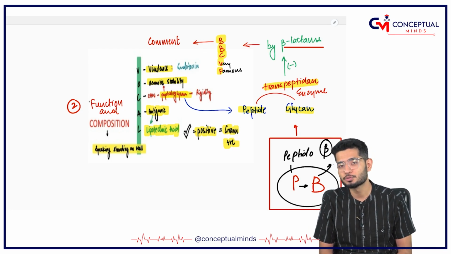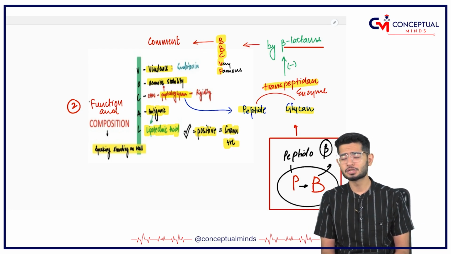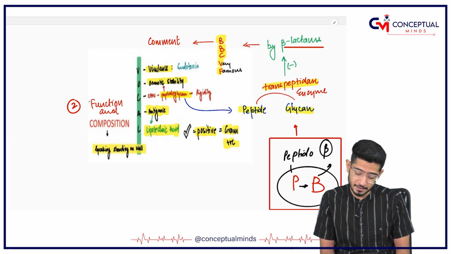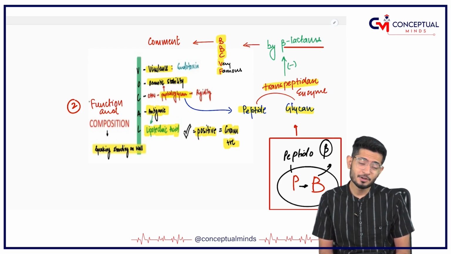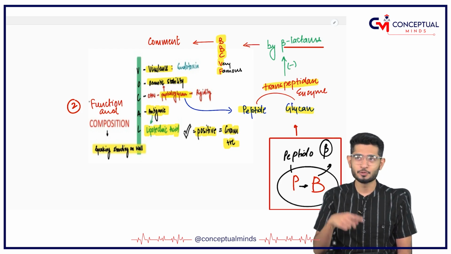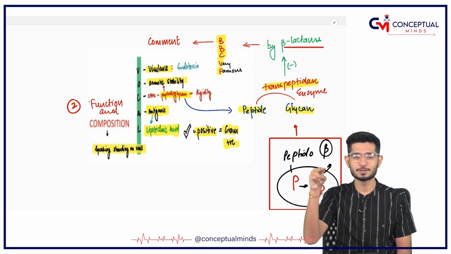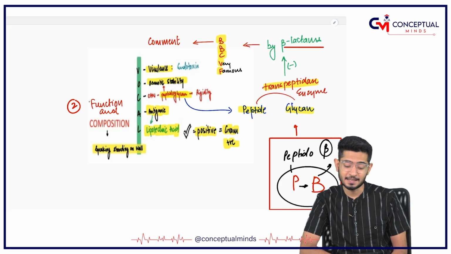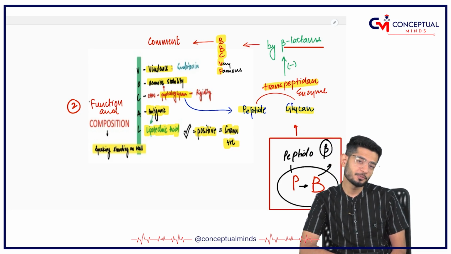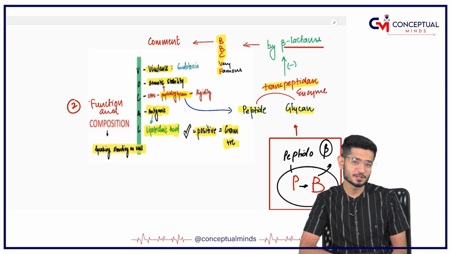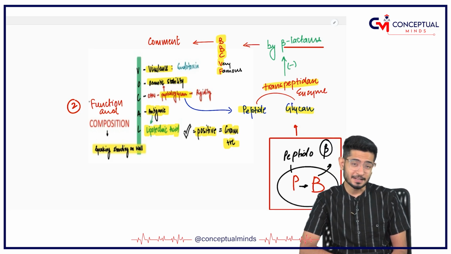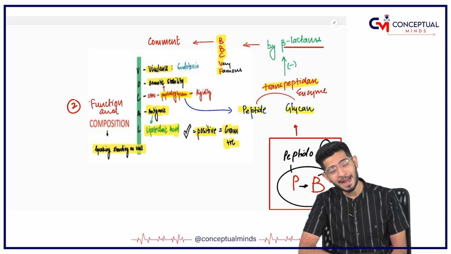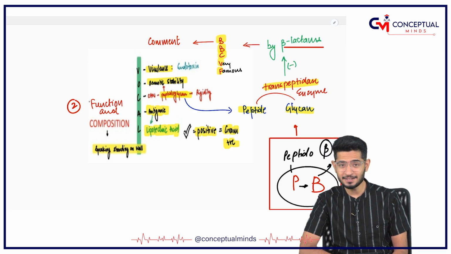Cell wall is known to provide virulence. Cell wall is known to provide osmotic stability. Cell wall has got peptidoglycan. So, V for virulence, O for osmotic stability, C for CAN, peptidoglycan, that is responsible for providing rigidity. A for antigenic.